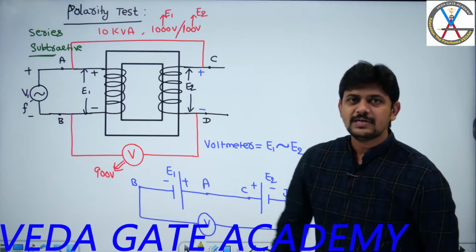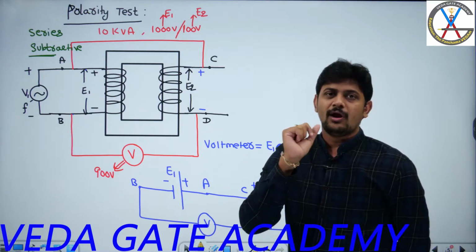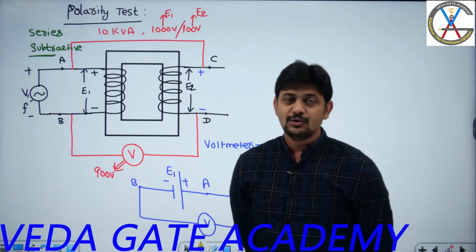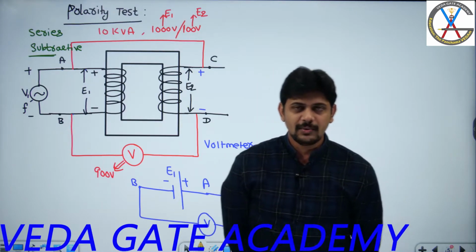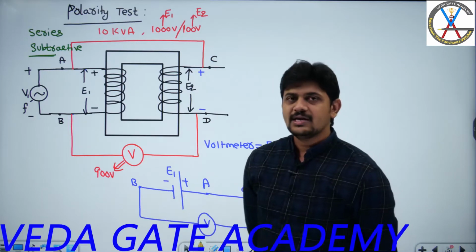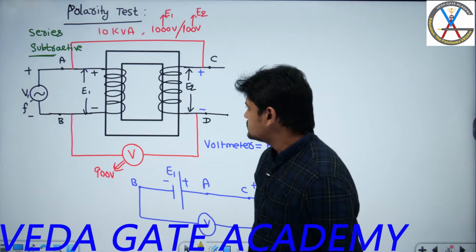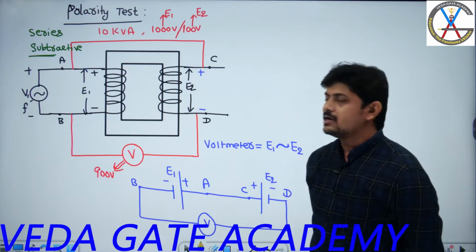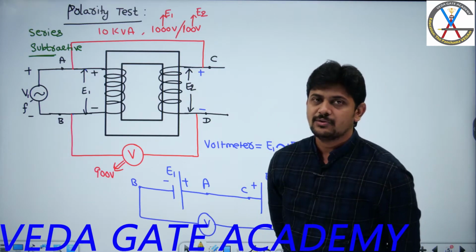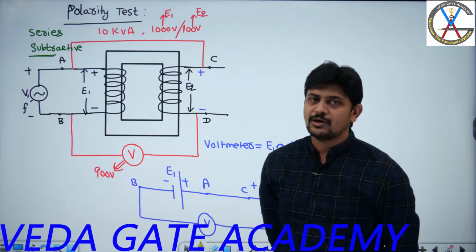So what is the conclusion? Please make a note of that point. Keep one star and make a note: during polarity test, if the voltmeter reads the difference of two induced EMFs, then the short circuited terminals will be assigned with similar polarities.